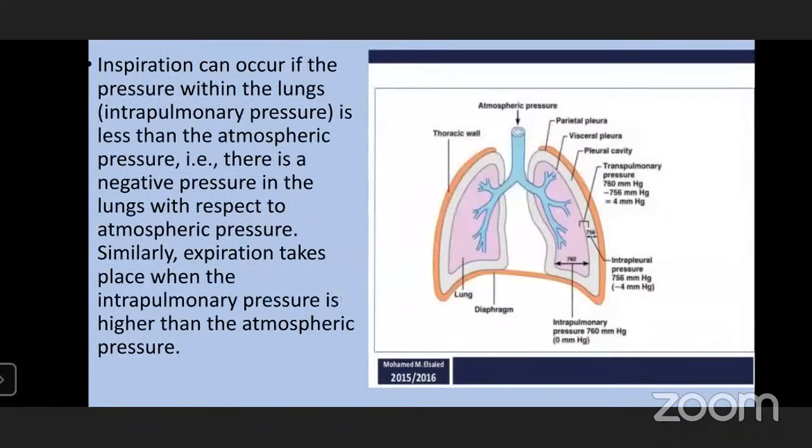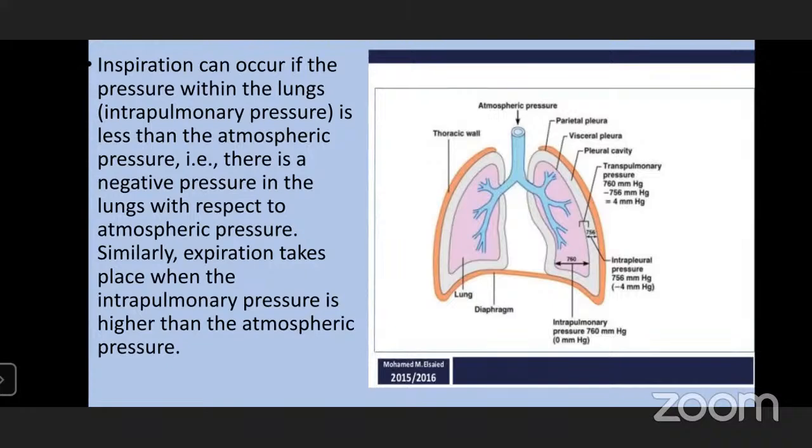Now when inspiration occurs, the pressure within the lungs, which is known as intrapulmonary pressure, is less than atmospheric pressure. Means the pressure in the lungs is less compared to the pressure in the atmospheric air. Then there is a negative pressure in the lungs with respect to atmospheric pressure, because there is less pressure. So obviously it is less than the atmospheric air.